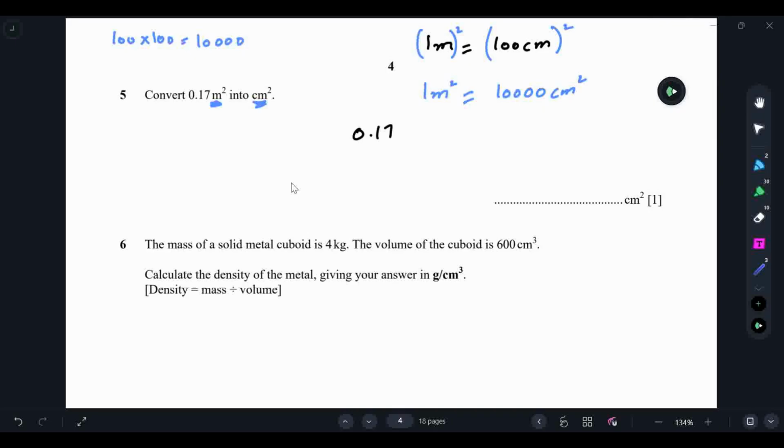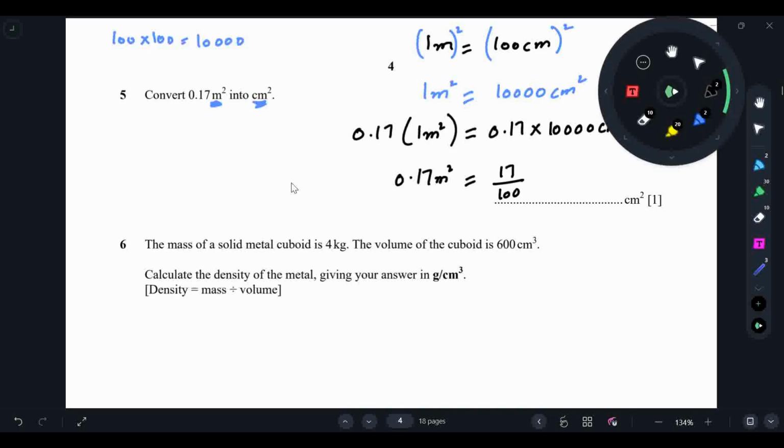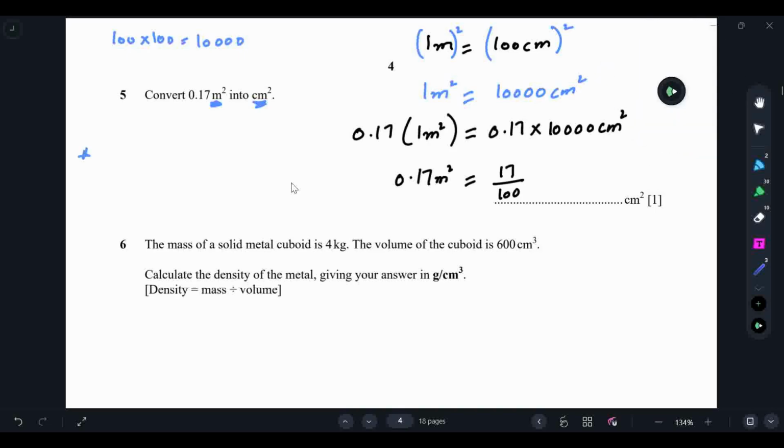0.17. I'm just sharing the concept so that you all know how to solve it without using the calculator. With a lot of practice, you will be able to do it directly. Okay, but I am sharing the whole concept, so maybe it looks a bit complicated, but it's not. 17 by 100. Now we can see here that this concept is very important.